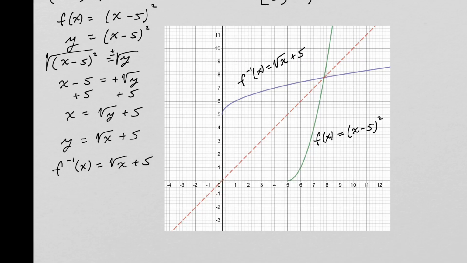Okay, let's do one more example, and then that'll be it for inverse functions. That'll be all I want to talk about for inverse functions. So last example. Let's say we're given f of x is equal to negative 2x to the 5th minus 8, and we want to find the inverse function.